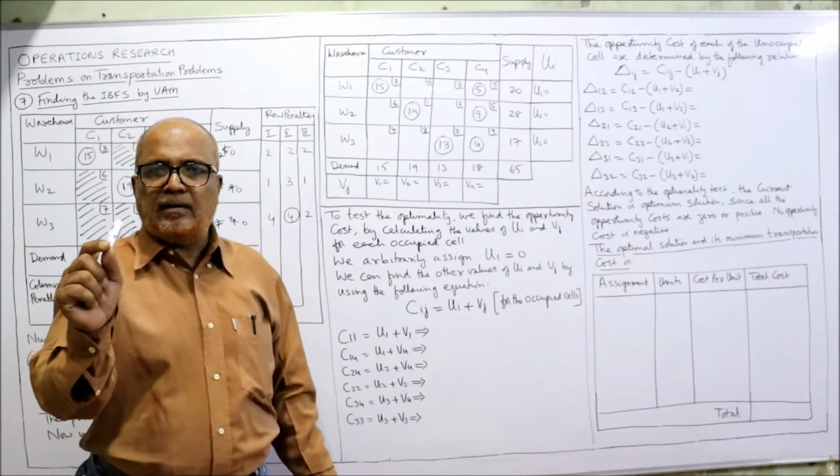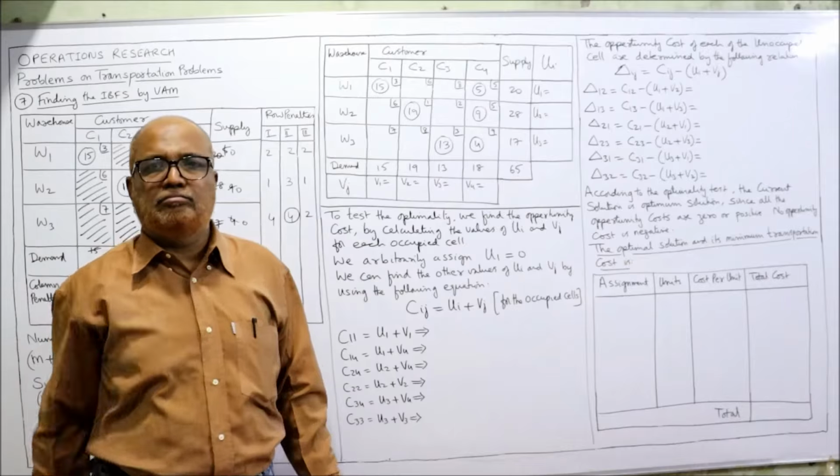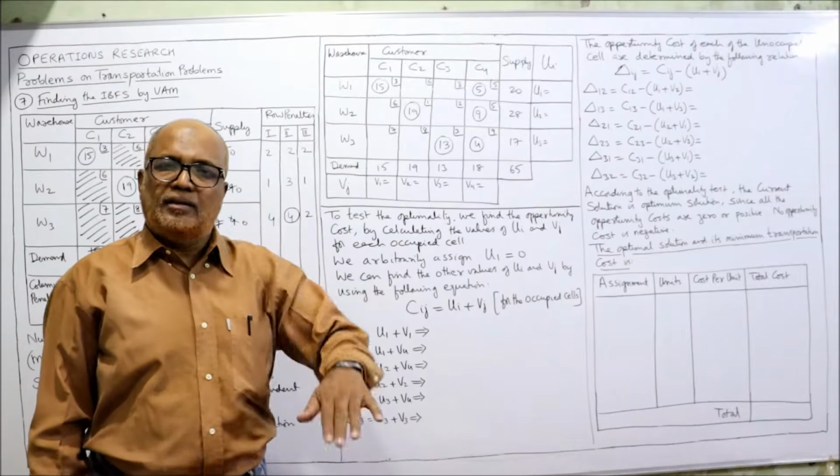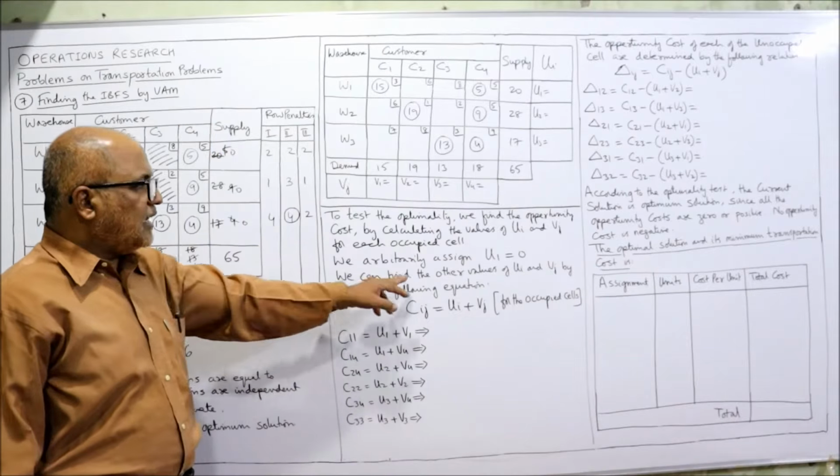Maintain a notebook, pen, and calculator ready. Whenever I am saying something, immediately write it down. Then only will you be able to remember and follow the next problem easily. Now, we can find the other values.